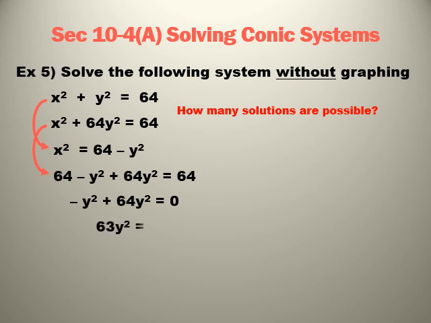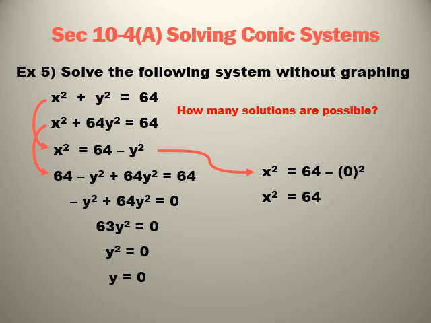combine like terms. We get 63y squared equals 0. We divide through by 63, y squared equals 0. And then we take the square root of both sides, y equals 0. All right, now we want to take that and plug it into one of the equations to solve for x. So I've plugged it into the equation where I already have it solved for x squared. x squared is 64, so x equals plus or minus 8. So I don't plug two values in because I only have one y value. So this gives me two solutions.